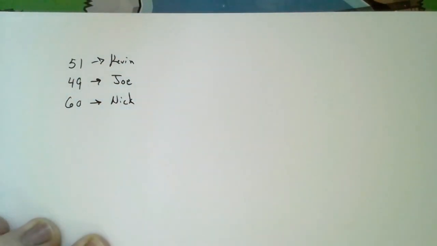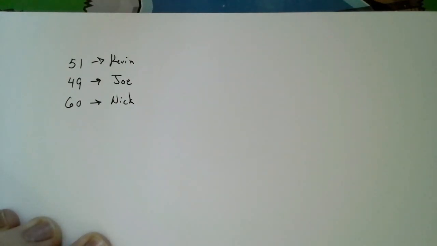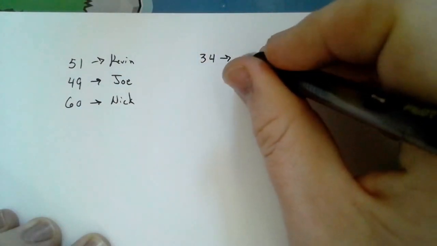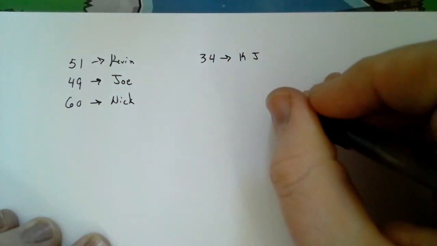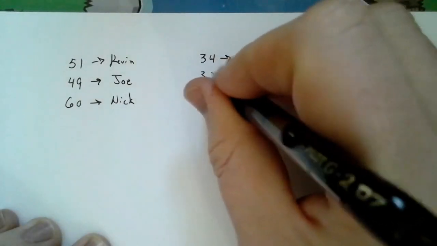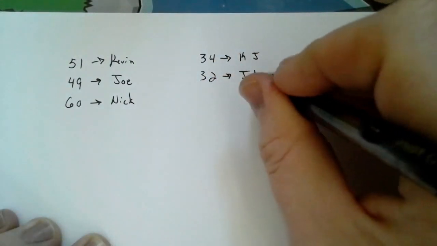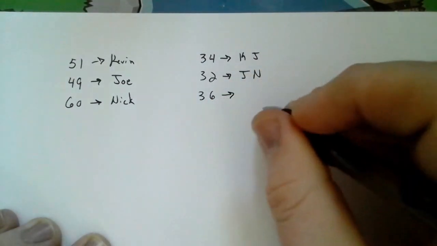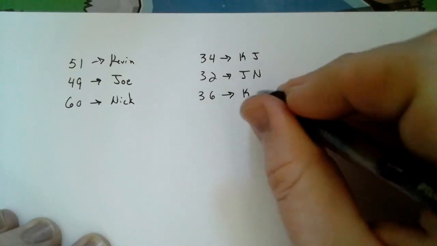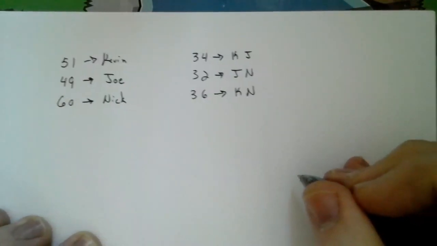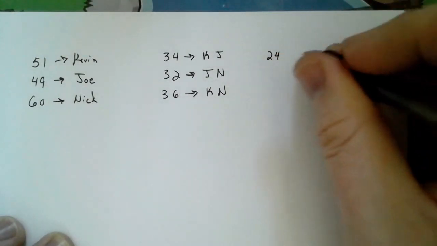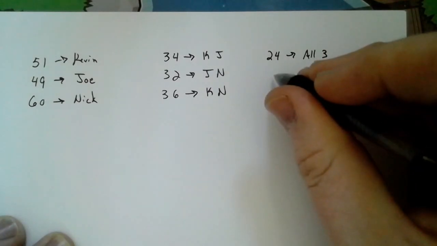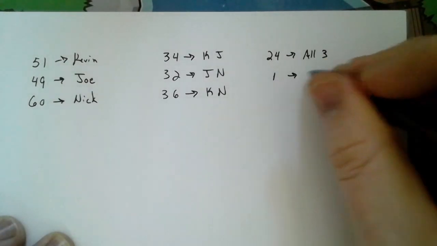Now here, with 3 circles, we're going to have to get more data in order to be able to complete this set. So here, there's 34 that admired both Kevin and Joe, right? There were 32 that admired Joe and Nick, right? And then there were 36 that admired Kevin and Nick, right? There's 24 that admired all. And then there was one that admired none, right?